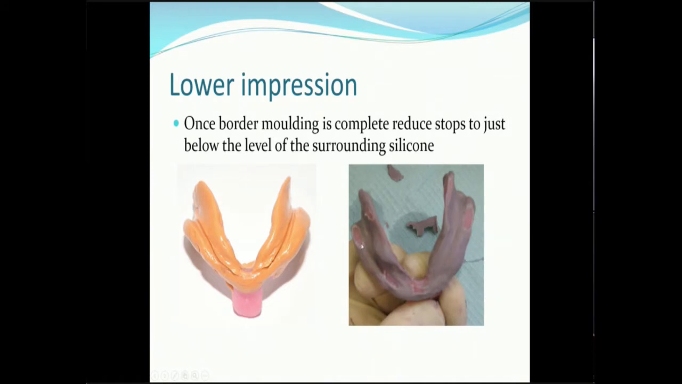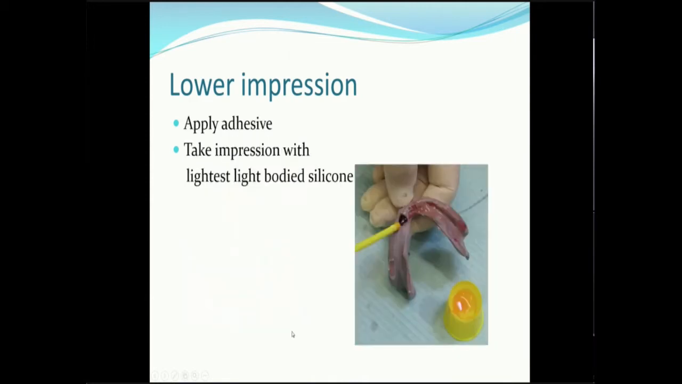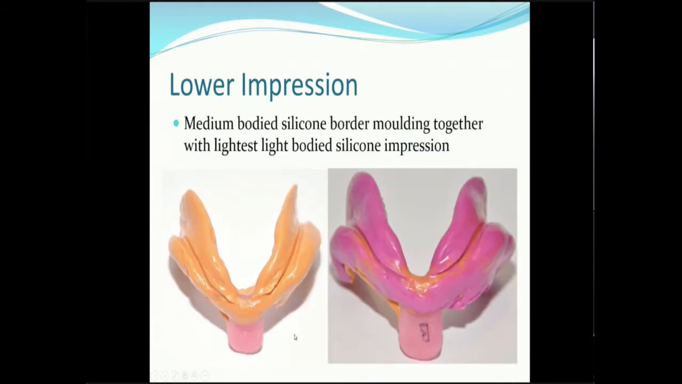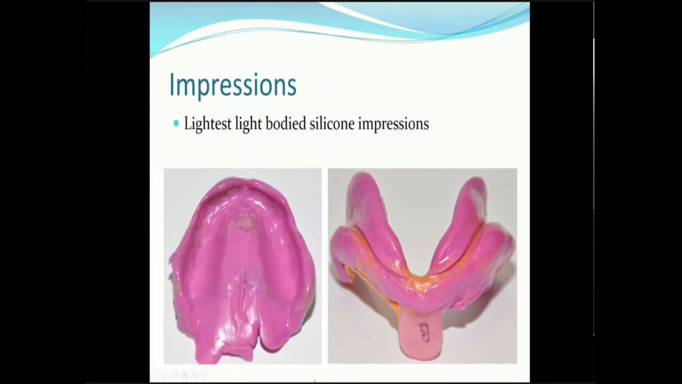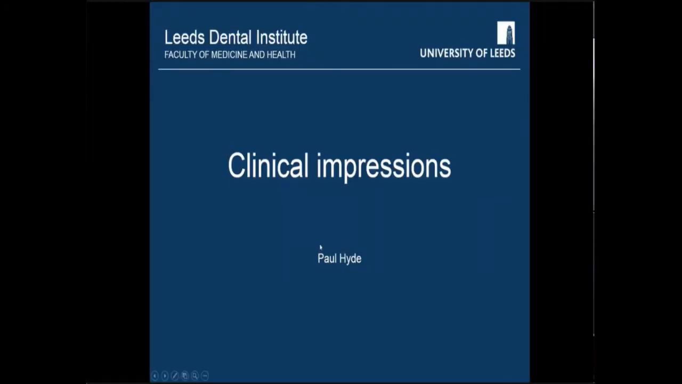So I've drilled anywhere actually where the acrylic shows through, and then I'm ready to take my silicone adhesive and take a light bodied wash. So border moulded, light bodied wash. If the stops show through, or if any of the tray shows through, I will drill that away before I take my light bodied wash. And this was one from the trial. So that's my clinical impressions for complete dentures.